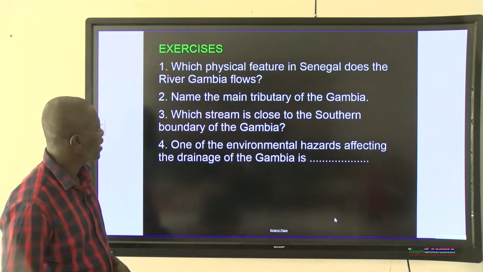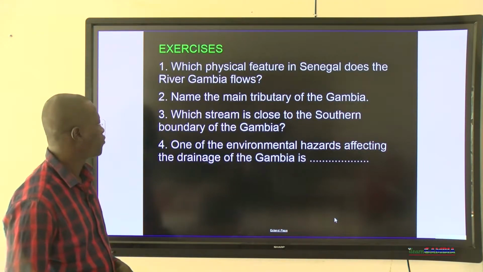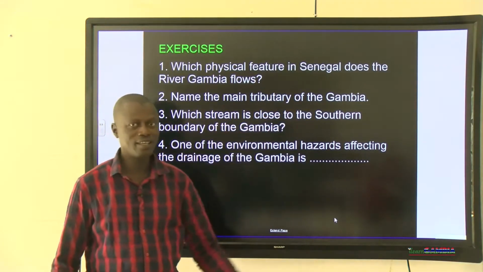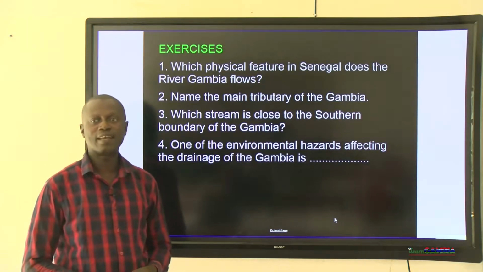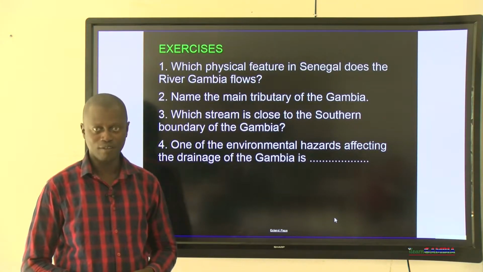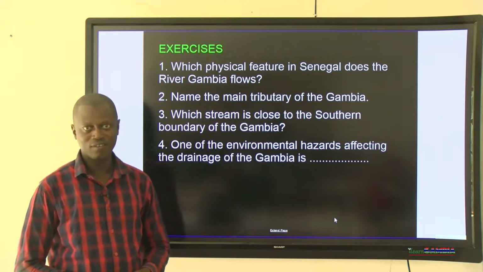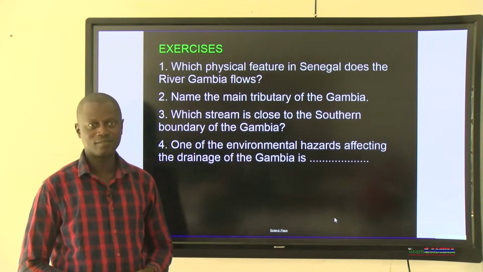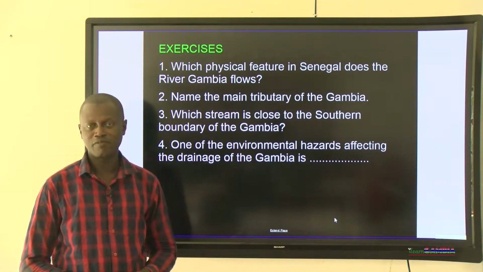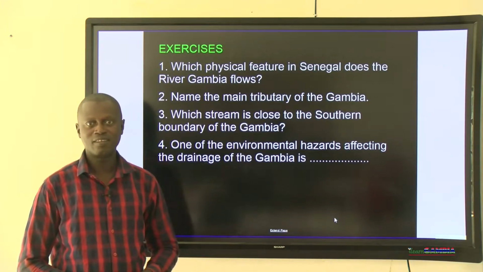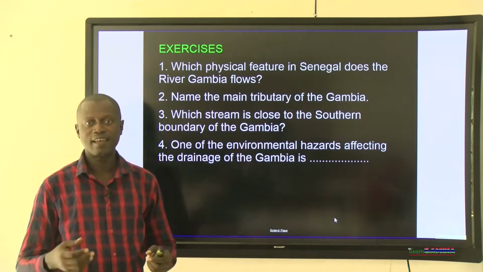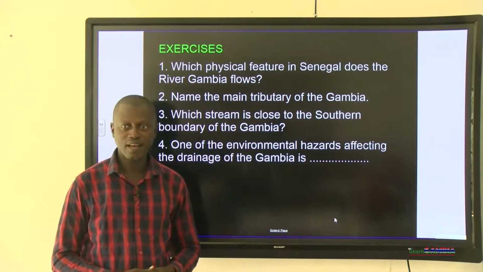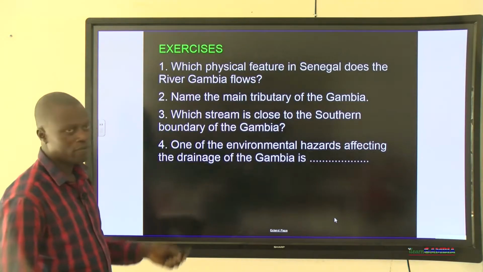Question 2. Name the main tributary of the Gambia. The answer here is the Bintang Bolong. Or you can write the Bintang Creek. If you can fully remember in the lesson, we said Bolong is a local word derived from the Mandinka language.